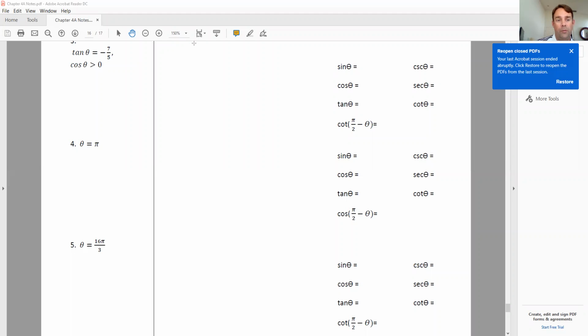All right, so let's see what we got going on here. Cosine, that's going to be an x value. So I'm looking for an x value that's greater than 0. So x's that are greater than 0, that means I'm not over here. So those are gone.